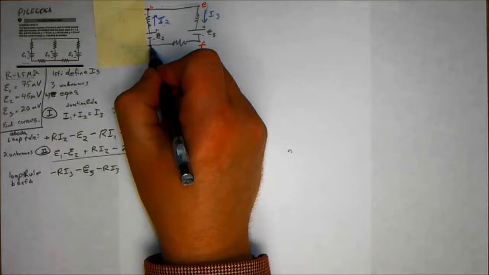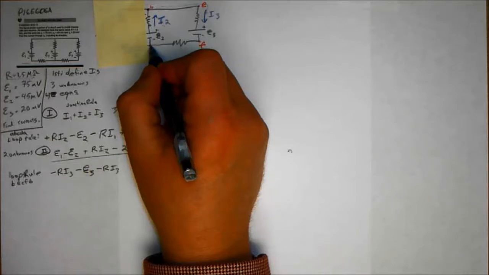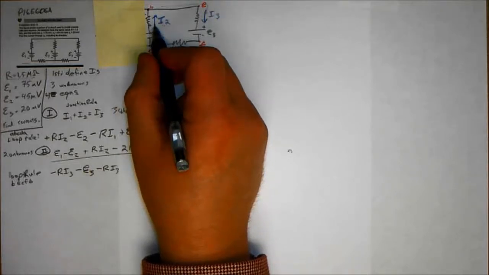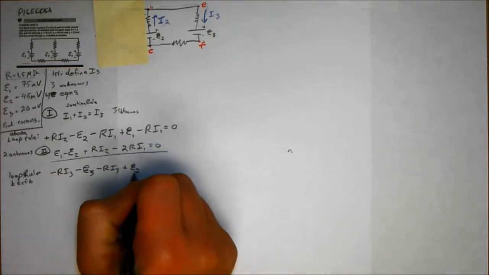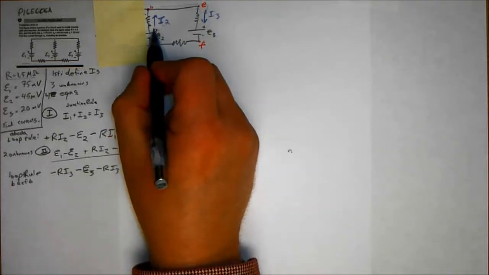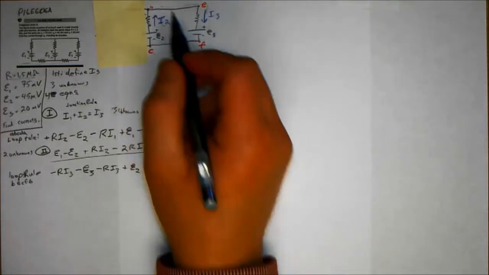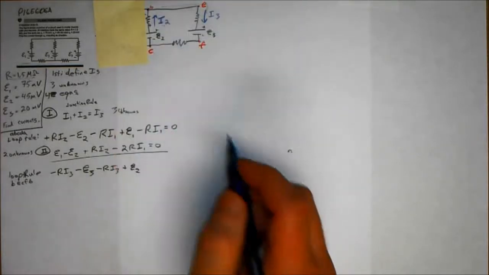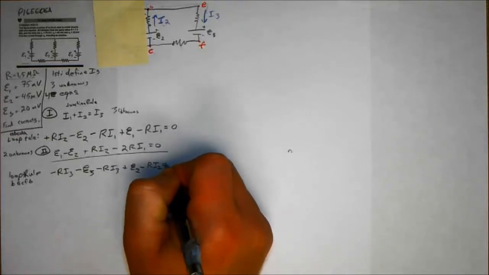Now when I get to C, I'm at a junction. The current has changed because the current is splitting up. And I will now continue on with I2. I go across the battery E2 from negative to positive, so I'm adding that voltage. And then I go across this resistor going from positive to the negative side, so I'm subtracting RI2.